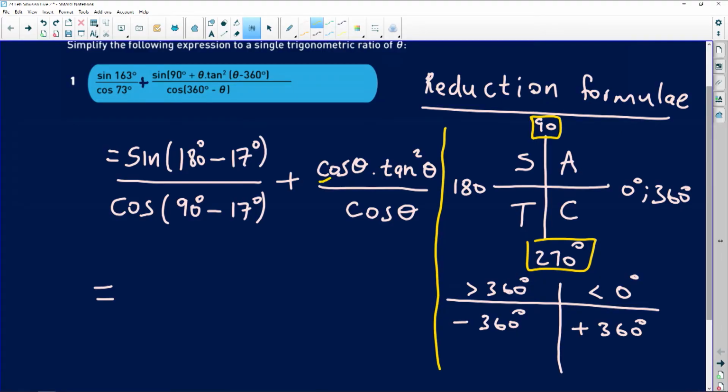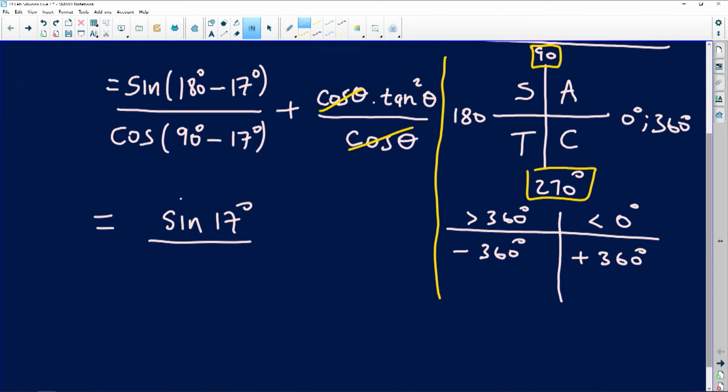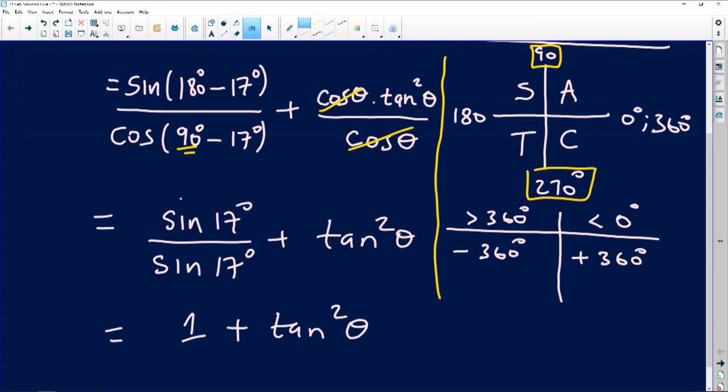You'll notice that cosine divides cosine out, and then the left part there, sine of 180 minus theta, can be reduced to exactly sine 17 degrees, which is in the second quadrant, so it remains positive. And then on the denominator, the cosine of 90 minus will change again. We told you once you're dealing with 90, the ratio changes to its co-ratio. So this will change also to the sine of 17 degrees. Plus, on the second part, we are left with just tan squared of theta, that divided by itself, the answer is 1 plus the tan squared of theta.